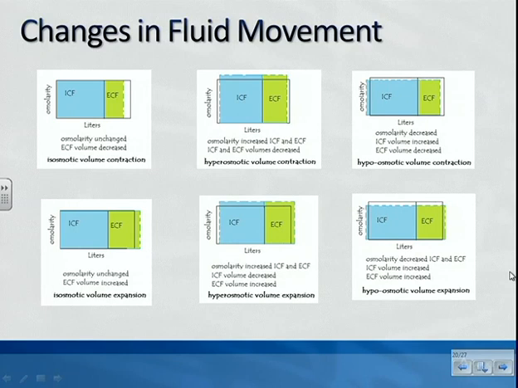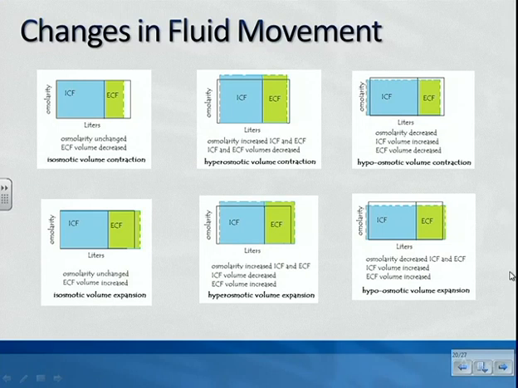Which of those 6 scenarios would represent isoosmotic volume contraction? So we have not changed the osmolarity of the extracellular fluid, but you've lost fluid from the extracellular space. Which one of them do you think it would be? So you somehow would be losing isoosmotic fluids. You're losing fluid and solutes at the same time. Nope, not sweating in the desert.